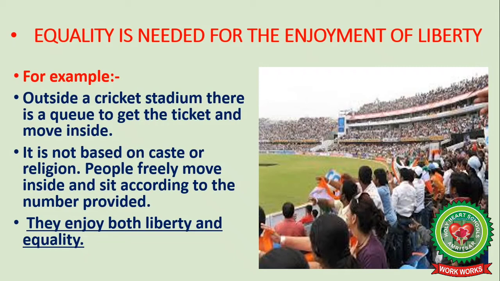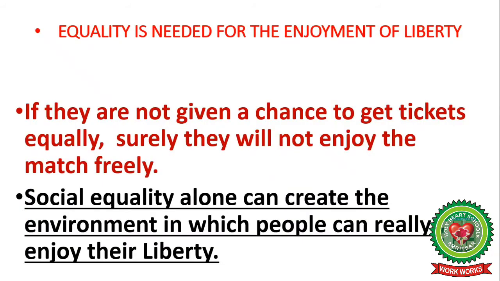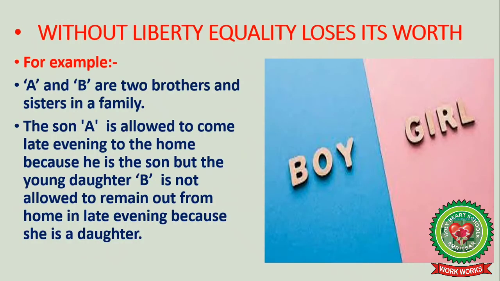Students, you see here, it is common not only for cricket stadium. You can take the example of cinema hall also. The people stand in line for ticket. They take ticket and go inside. No one at the ticket counter asks for the caste or religion or anything. They simply take money and give you ticket. So what do the people enjoy? They enjoy liberty and equality. So, if they are not given a chance to get tickets equally, surely they will not enjoy the match freely. So, social equality alone can create the environment in which people can really enjoy their liberty.